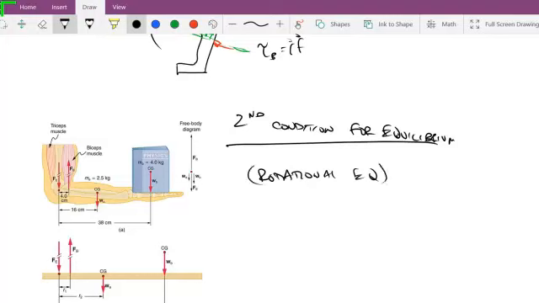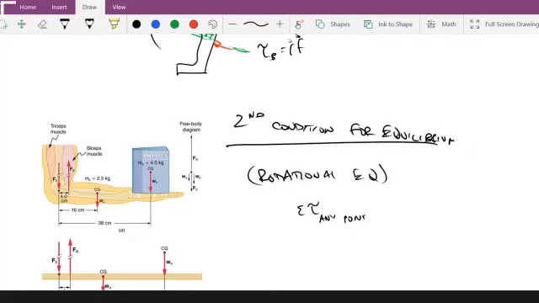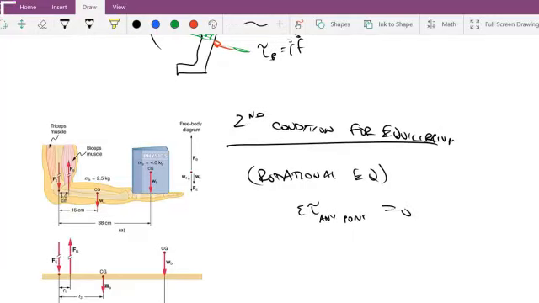This condition is that the sum of the torques around any point, I can choose any point I want as long as I find all of my torques around that point. So the sum of the torques around any point must be equal to 0. So this is my second condition for equilibrium.